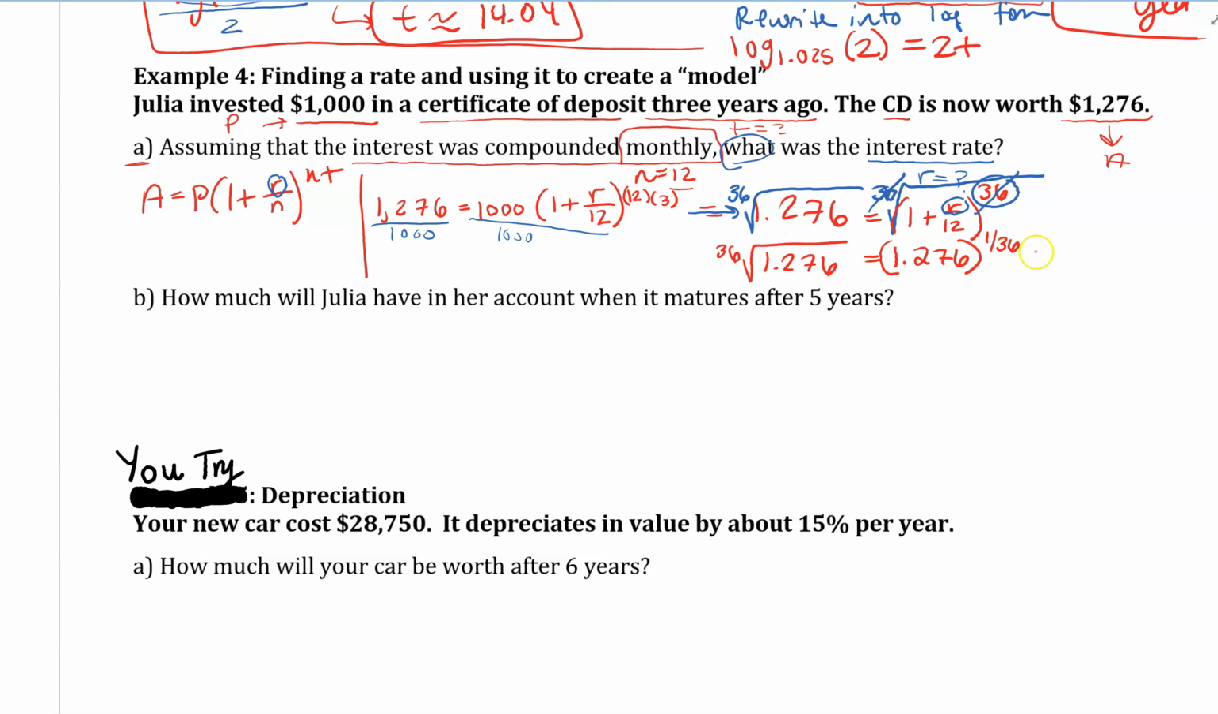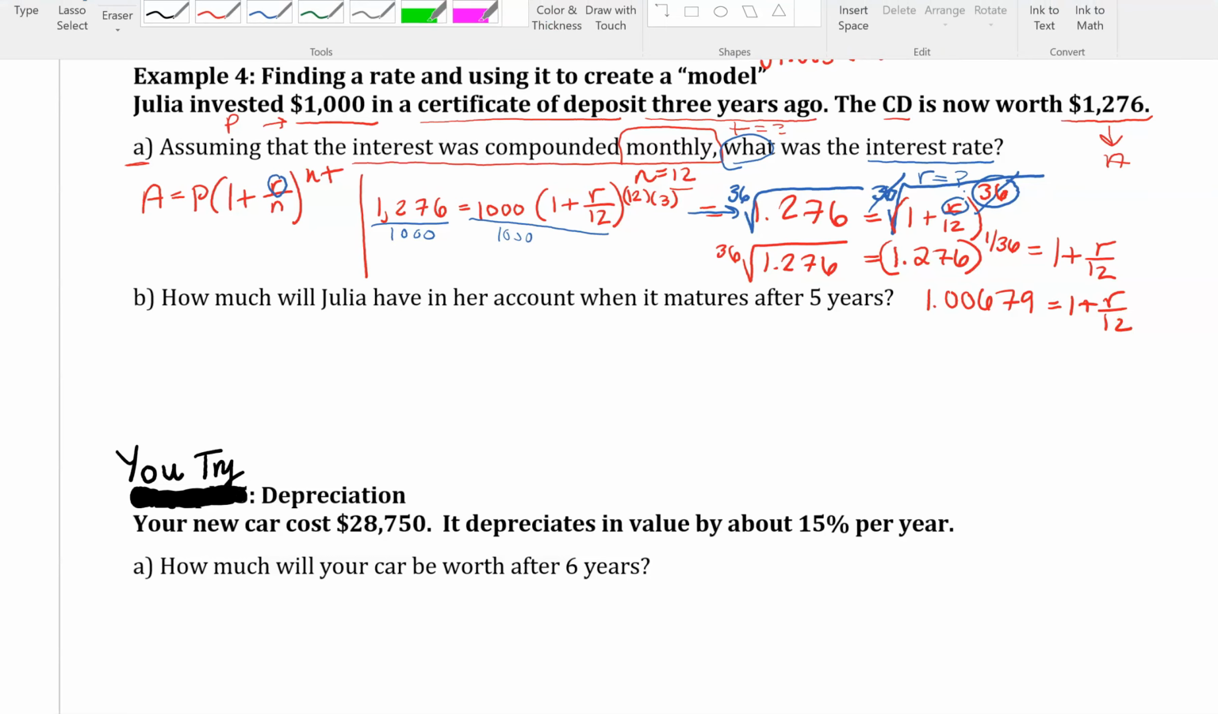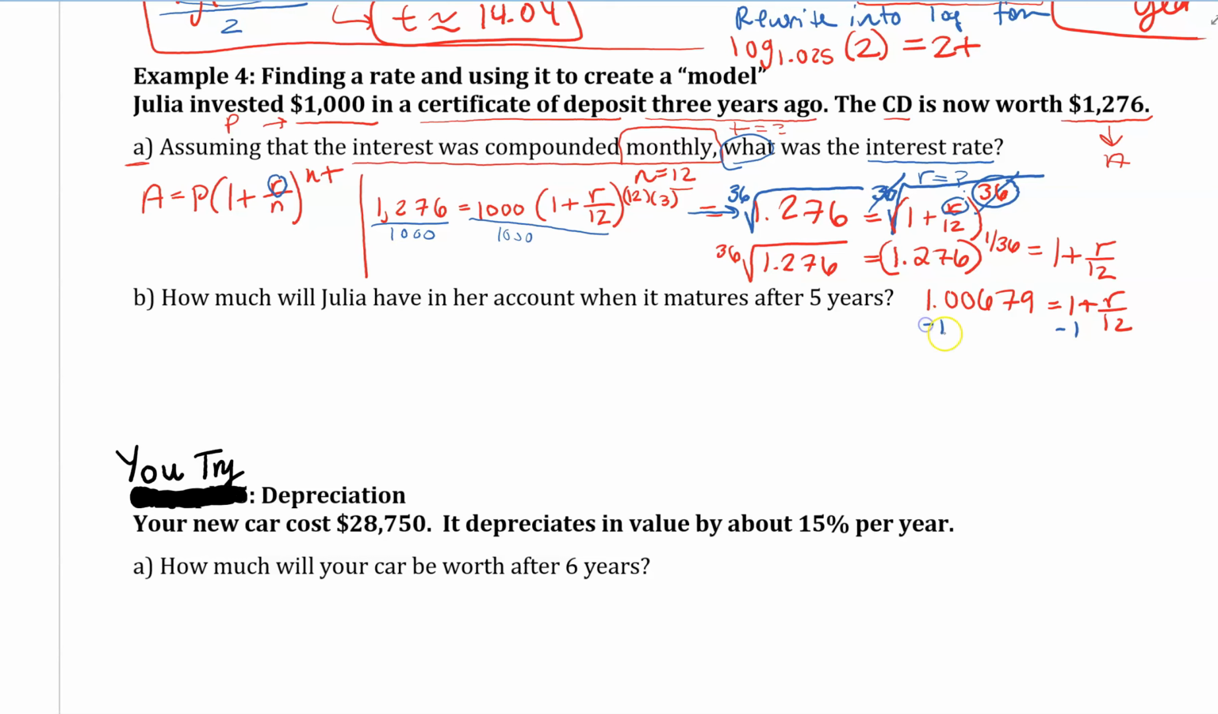So once I find what that number is, that'll equal 1 plus R over 12. So let's figure out that decimal. So 1.276, or the 36th root of 1.276, is 1.00679. It's approximately equal to that. There's a few more decimals after that, but we're going to just round here. And then I just need to subtract 1 from both sides. And so I have 0.00679 equals R over 12.